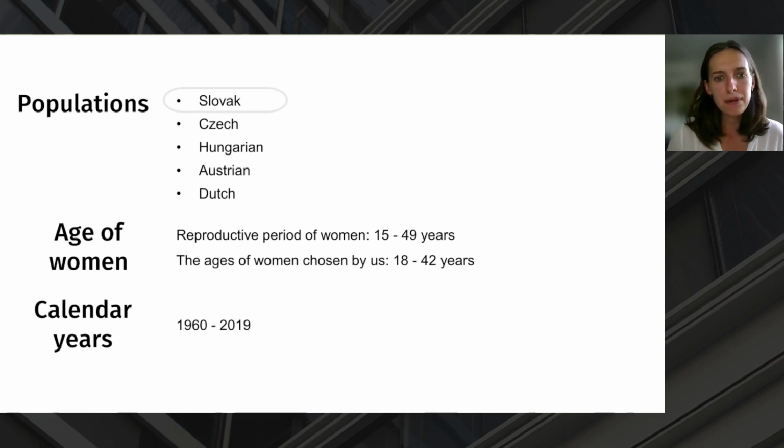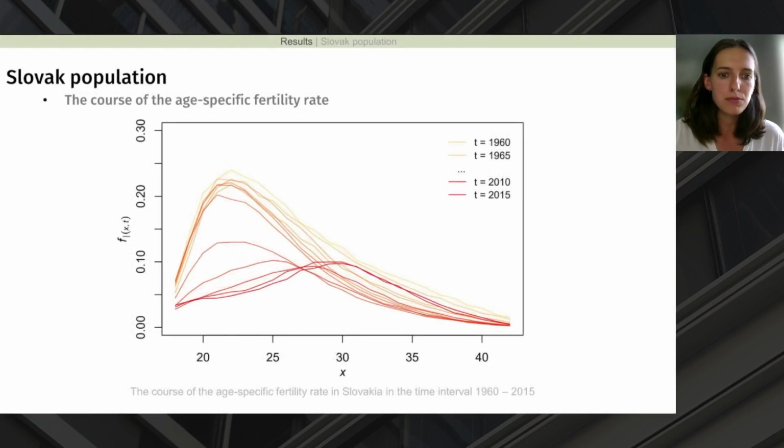The chosen time period was based on data in the Human Fertility Database. So we selected the years 1960 to 2019. Now let's move on to the results obtained for the Slovak population.